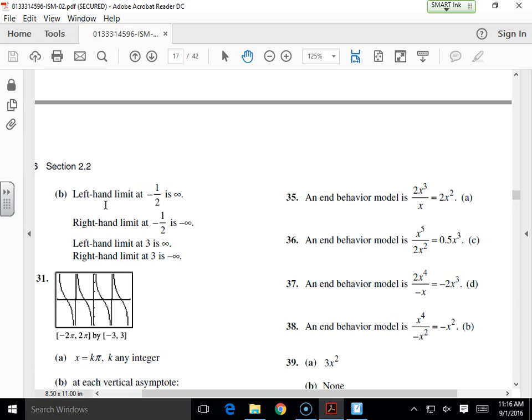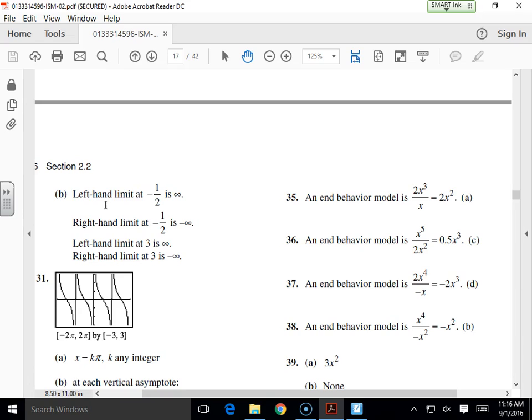Negative 1/2 is infinity, negative infinity. The right hand is negative infinity. Remember, the left hand is coming in towards the vertical asymptote, not extending to the ends of the graph. The left is infinity, the right hand is negative infinity.